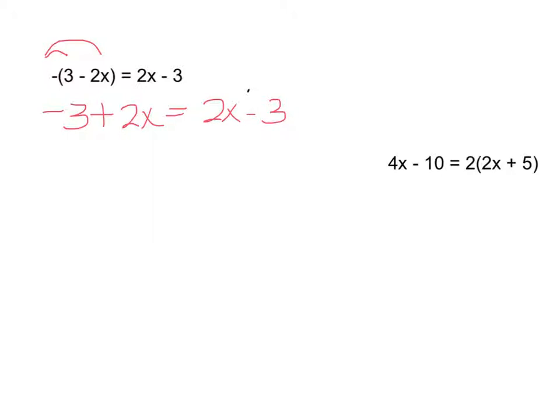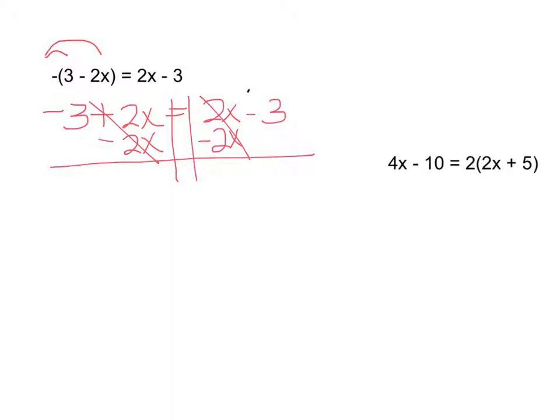Then we move our variables all to one side. So if I want to move these over here, railroad tracks can be helpful. I would undo adding 2x by taking away 2x, which then cancels the variables from both sides of the equation.